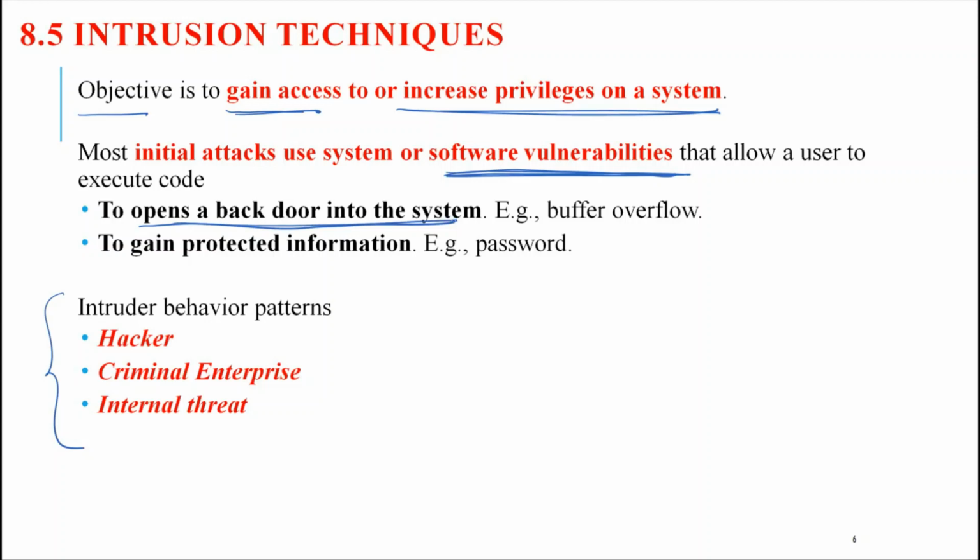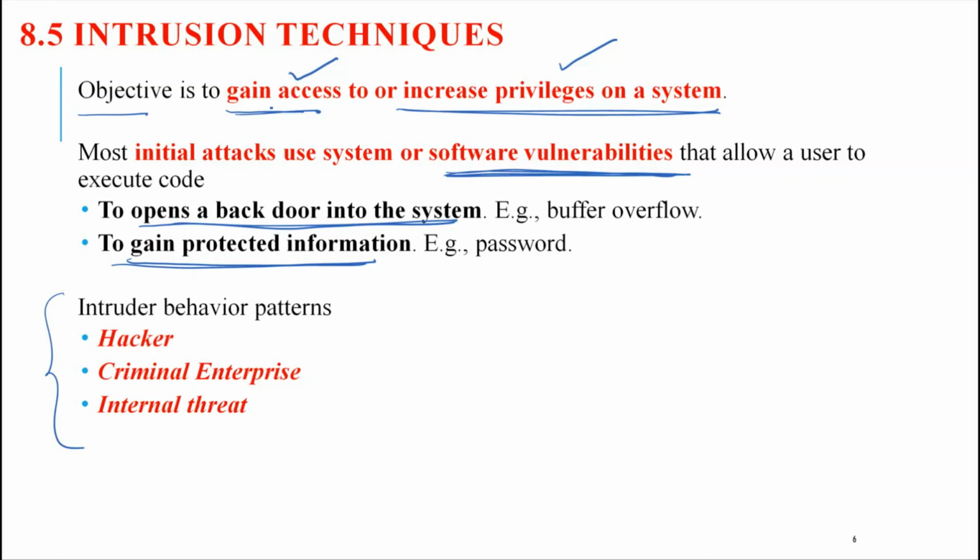Then once the attacker enters the target machine, the next step is that he is going to gain all the protected information, all the confidential information he is going to access. So these are the simple things. Let me just recap everything here. The objective of intrusion is to gain access or to increase the privilege on a system. So the attacker is going to gain the access and increase the privilege on a system in an unauthorized way.